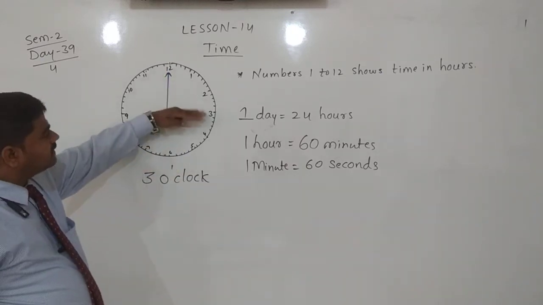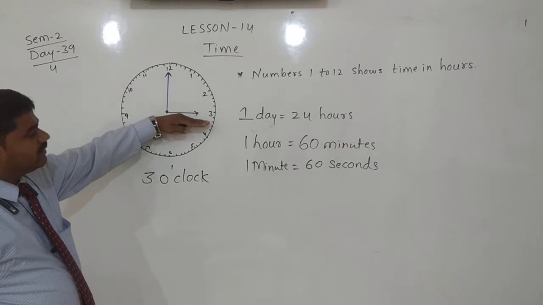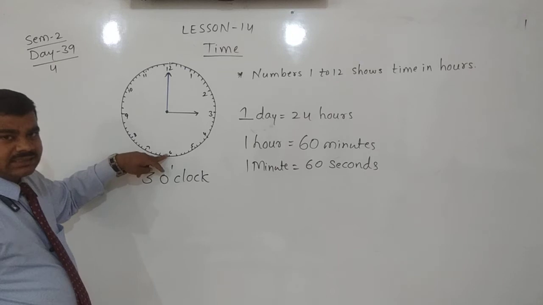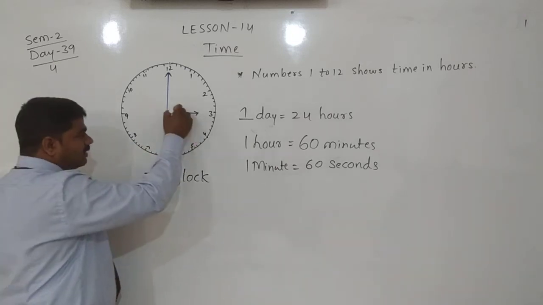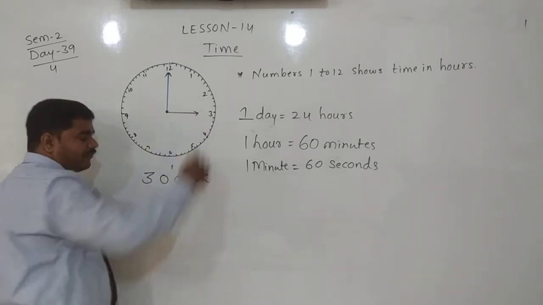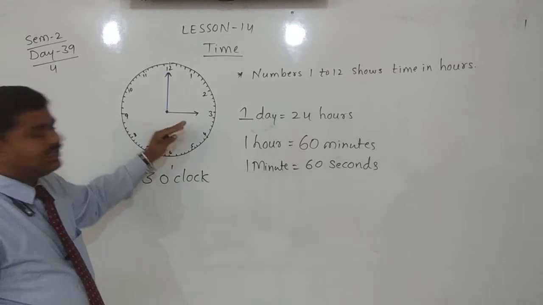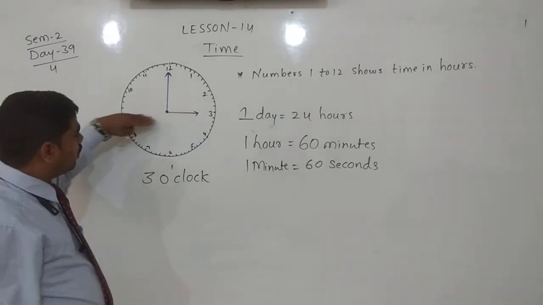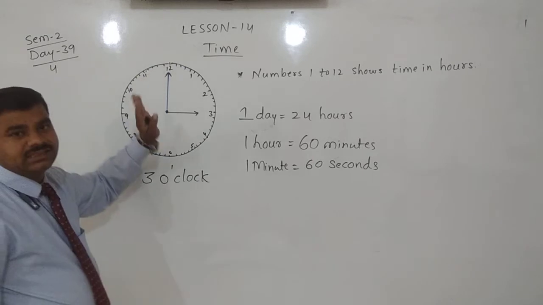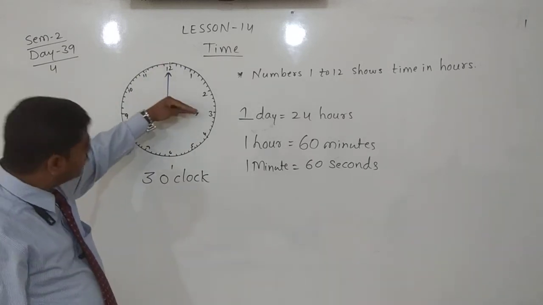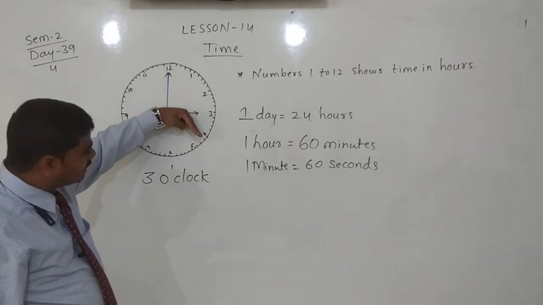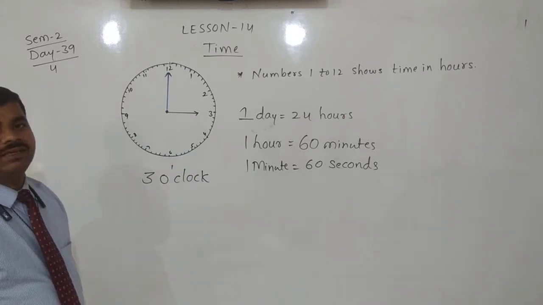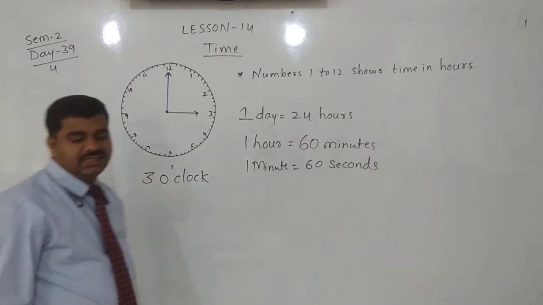If the minute hand is at 3, then we say quarter past 3. If it is at 6, then the hour hand is between 3 and 4, and we say half past 3. If it is near 4, it is quarter to 4. Again, if the minute hand is at 12 and the hour hand is at 4, we read it as 4 o'clock. Clear? We learned this in the previous standard.